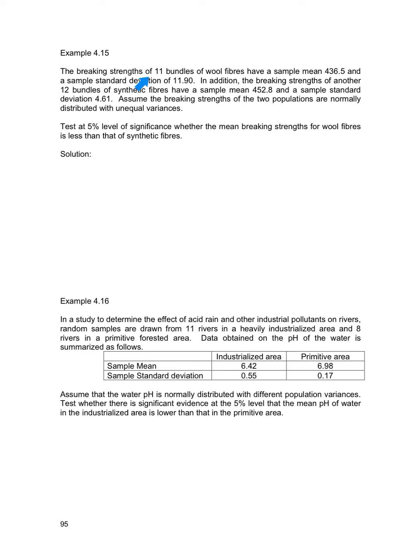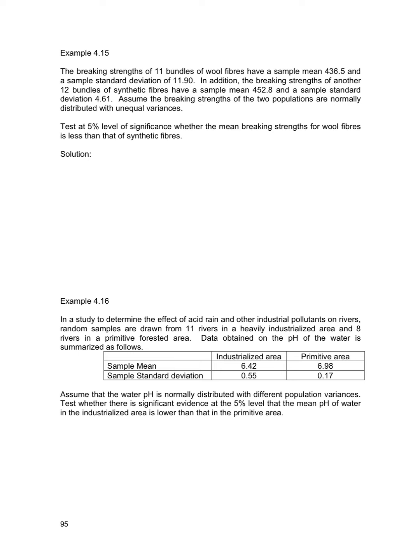The breaking strength of 11 bundles of wool fiber has a sample mean of 436.5 and sample standard deviation of 11.9. In addition, the breaking strength of another 12 bundles of synthetic fiber has a sample mean of 452.8 and a sample standard deviation of 4.61. Assume the breaking strength of the two populations is normally distributed with unequal variance.